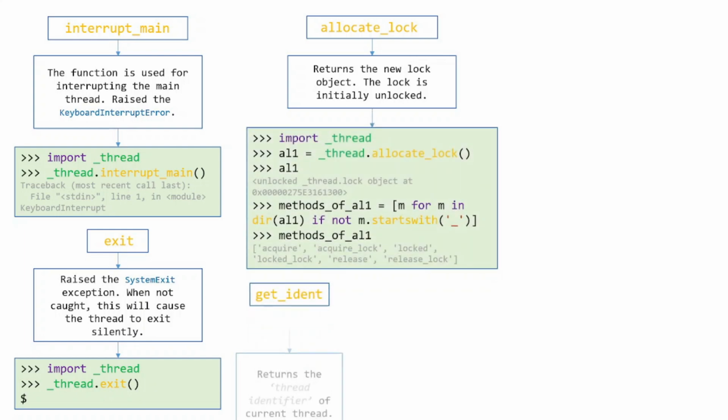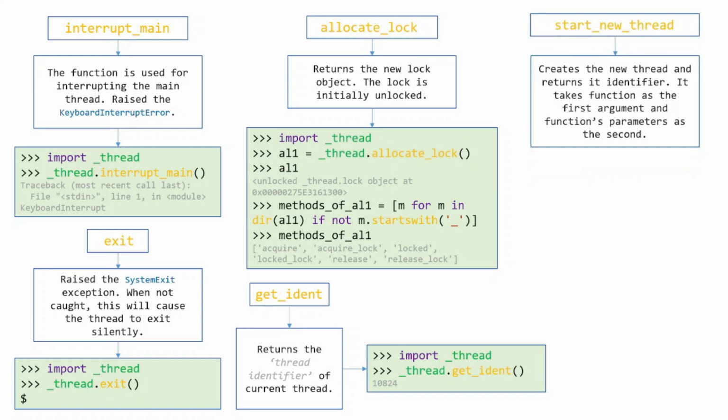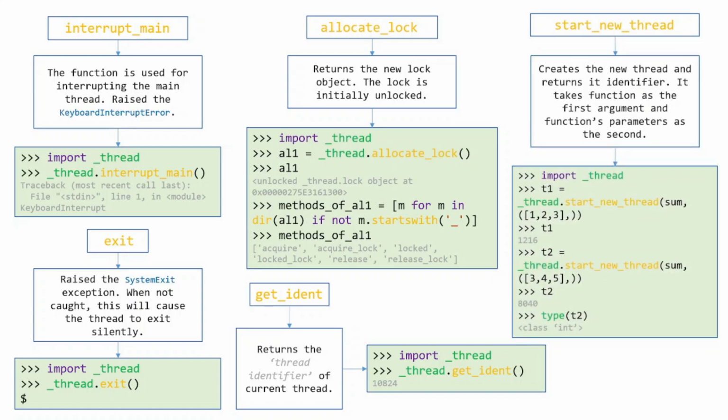The get_ident function returns the thread identifier of the current thread. The start_new_thread method creates a new thread and returns its identifier. It takes a function as the first argument and the function's parameters as the second.